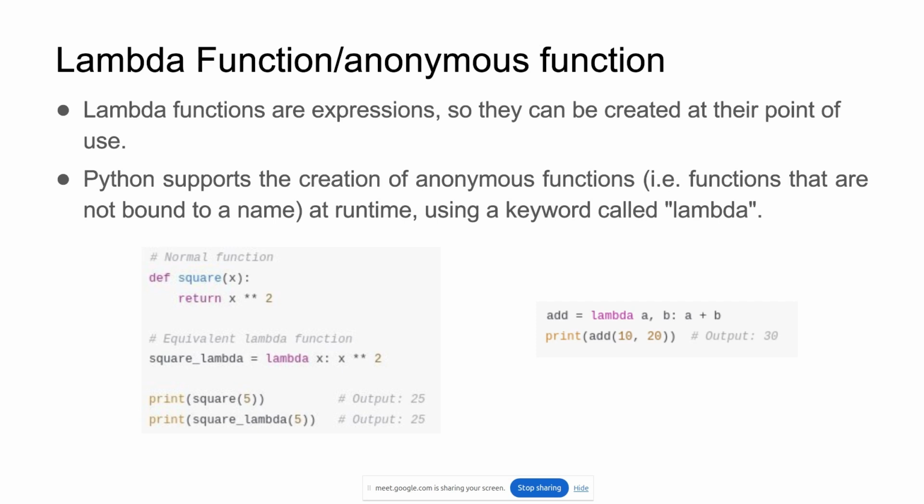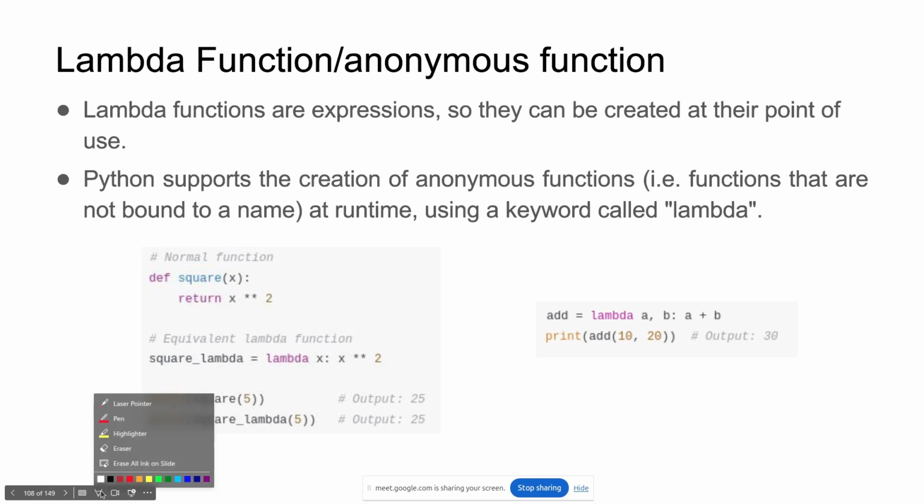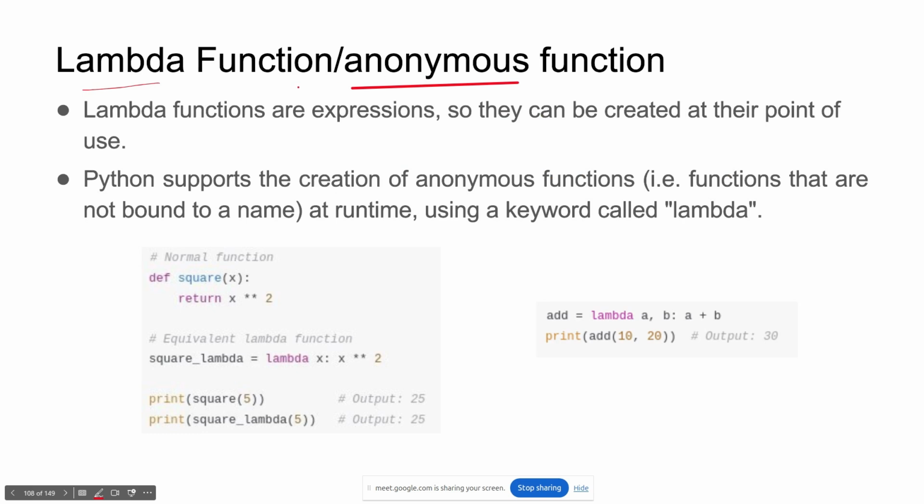Python has a special way to create a function. I am not sure whether it is available in JavaScript or not, but it is basically available in functional programming, like Scala and others. So a lambda function is an anonymous function. Anonymous means this function doesn't have any name. Lambda functions are generally expressions, a single line expression.